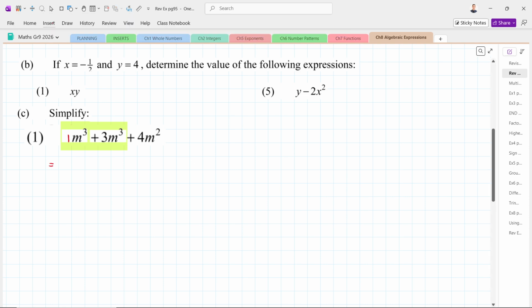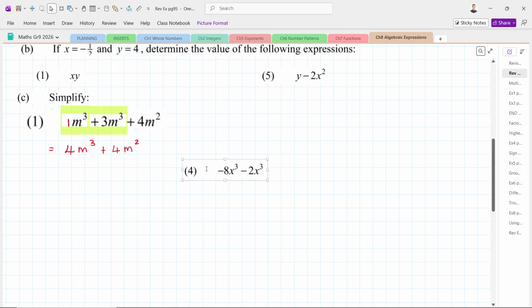So the only ones we can add is the 1m cubed plus 3m cubed. 1 plus 3 is 4m cubed. And the 4m squared just stays there. There's nothing more you can do. Don't try and force it. Don't try and add them. Don't try doing anything here. There is nothing extra you can do here. Okay, so that's how this stays.